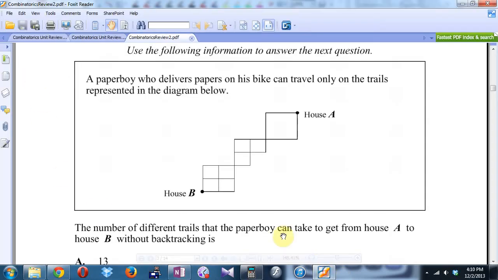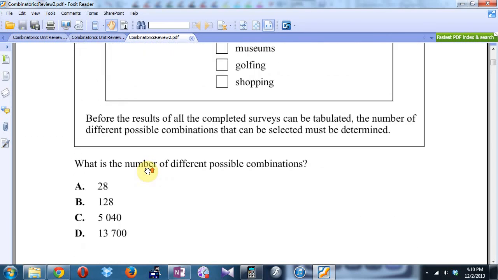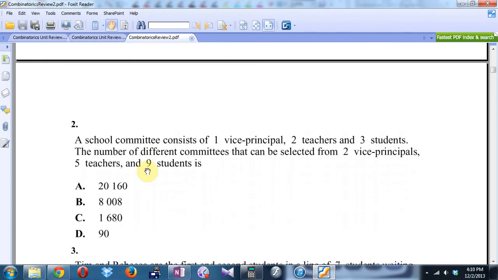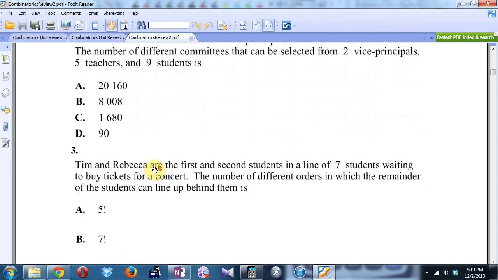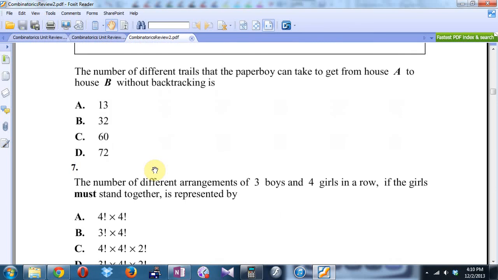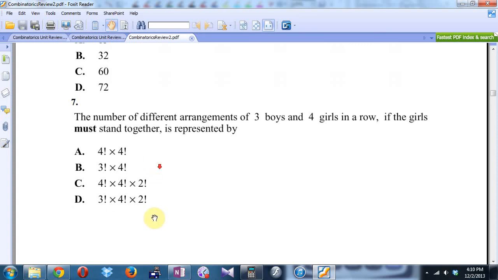I think I saw one similar to it here. Let me look. Nope. I think. Sure. Something like this.